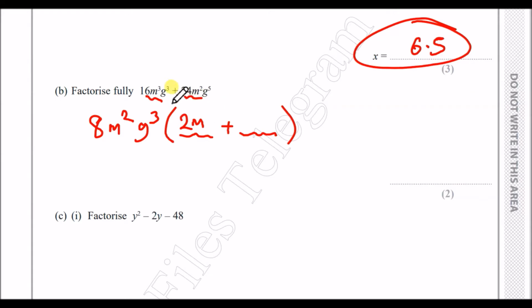For the second term, 24 divided by 8 is 3. We took out all powers of m, so 2 squared powers, so that's gone. For g to the power 3, we took out 3 powers of g, so we're left with 2 powers of g, so g squared. And that's it, guys. And this question is done too.